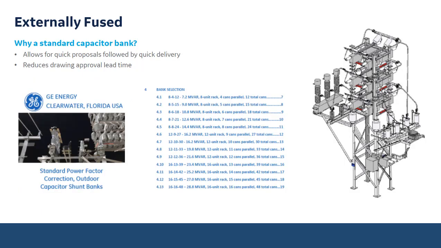This is the example of the externally fused standardized offering from GE. It allows for quick proposals followed by quick delivery, and reduces drawing approval lead time. This shows the different sizes of bank selections, from the smallest 7.2 MVAR 8-unit rack that includes 4 cans parallel, 12 total cans, up to a 28.8 MVAR 16-unit rack.